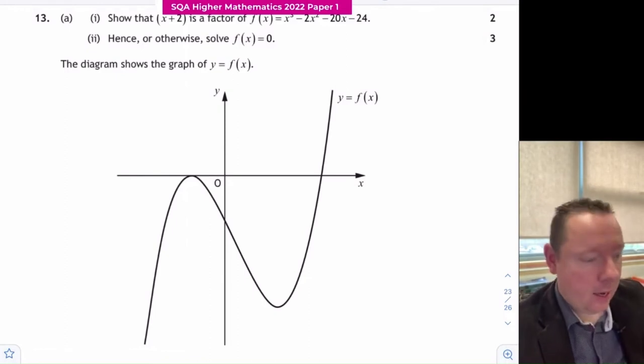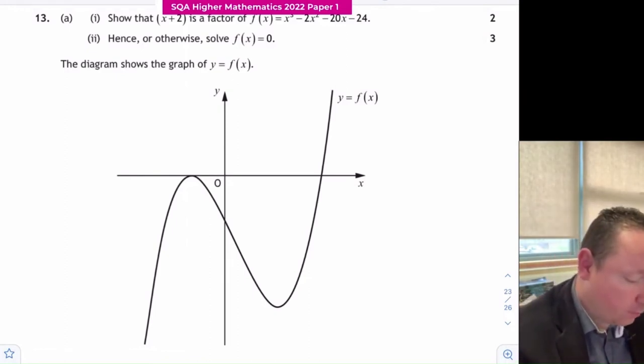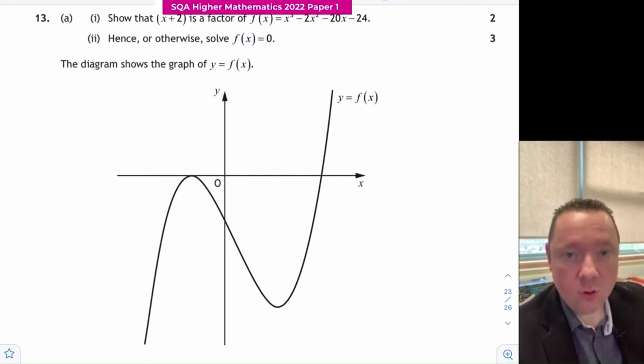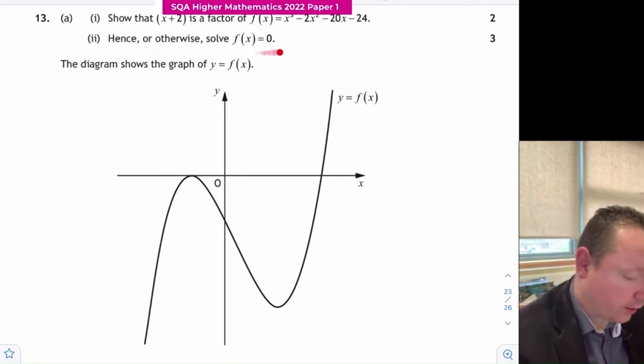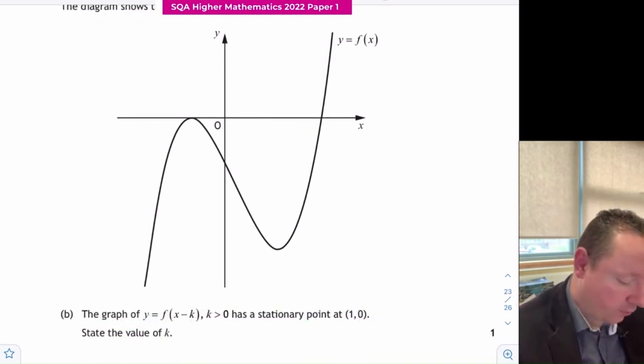Hi, SQA. Hi, I'm Maths. 2022 paper 1, question 13. Part A: show that x plus 2 is a factor of x cubed minus 2x squared minus 20x take away 24. Part B: then solve f of x equals 0. And then it shows you a graph of f of x, and it tells you that f of x minus k, where k is greater than 0, has a stationary point at 1, 0. You can state the value of k.